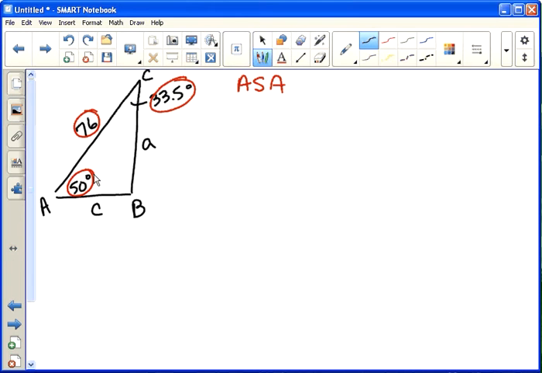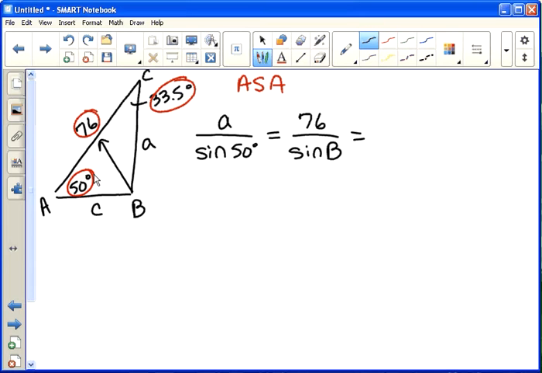Okay, so this is done very similarly. We do A over sine of angle A, which is 50 degrees, equals B, which is the 76. We know that's the B side because it's opposite angle B. So 76 over sine of B, which we don't know yet. And then we don't know angle or side C either, so side C over sine of 33.5.